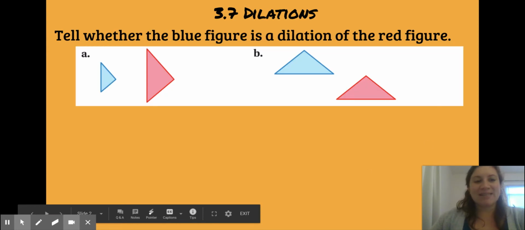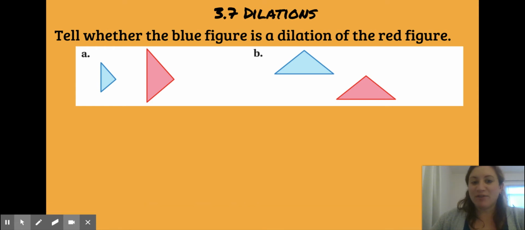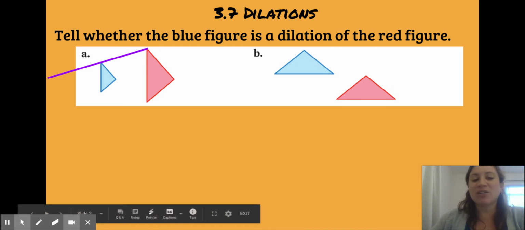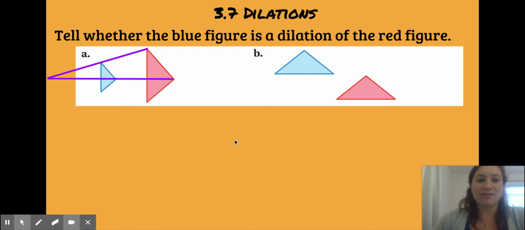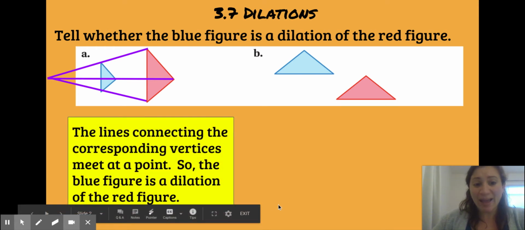In this example, you're asked to tell whether the blue figure is a dilation of the red figure. In A, what we would do is what I was just saying. You're going to draw a line connecting the corresponding vertices. And you see how all of these lines connecting the tip of the triangles, the lowest point of the triangle and the highest point of the triangle all met at a common point. That means the blue figure is a dilation of the red figure.